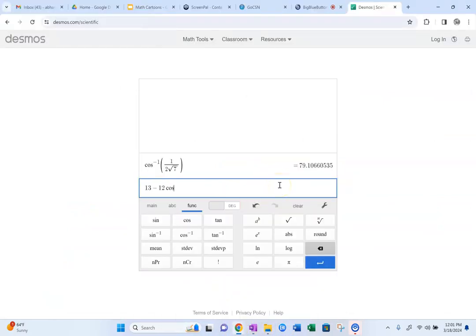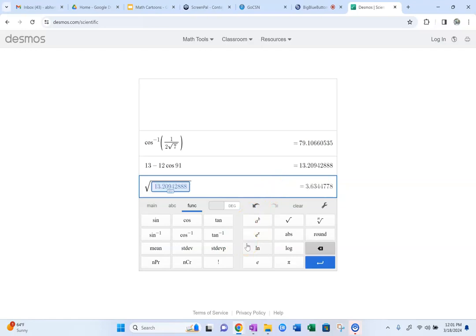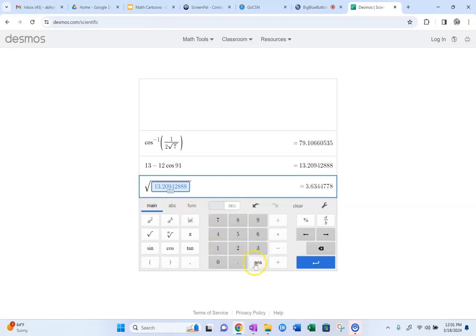13 minus 12 cosine, again, make sure you're in degrees. Okay, there it is. But I have b squared equals this, 13.21. So I'm going to square root. I'm going to go square root ANS for the answer, or you could just click on ANS right there as well. So it looks like this is what our b is, 3.63. That's our lowercase b.